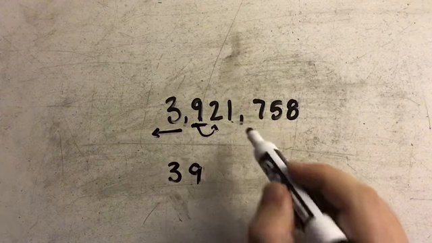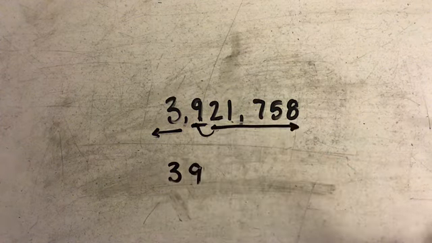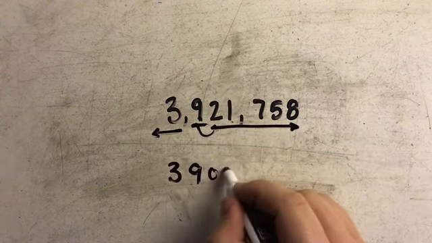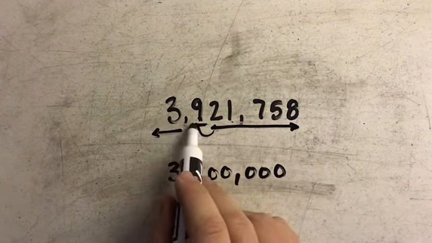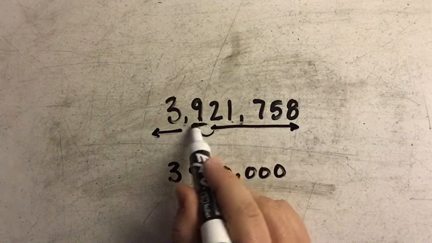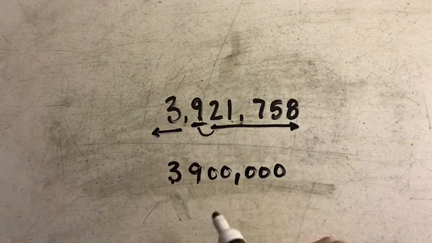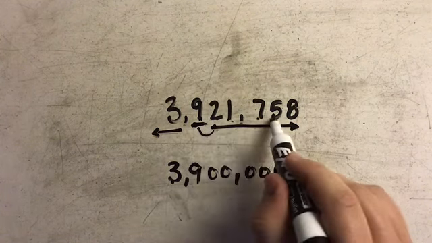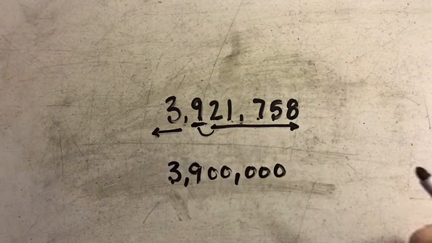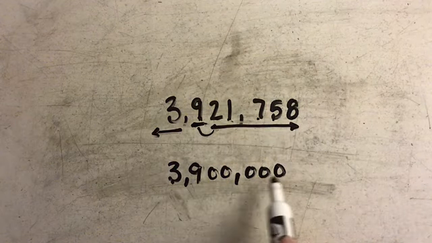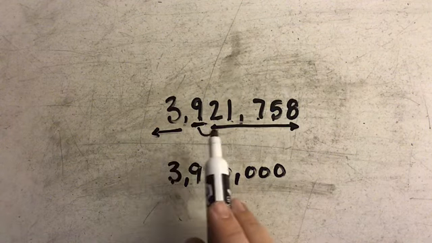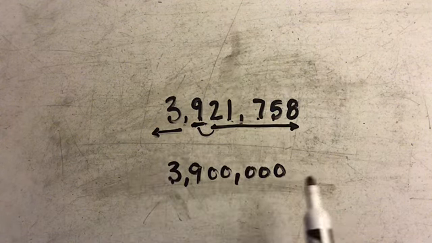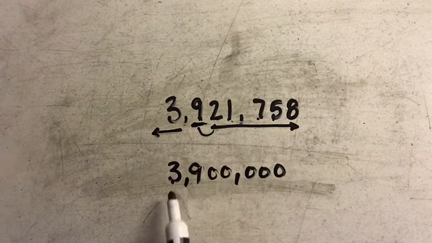Numbers behind, zeros their name. And again, I had one digit out in front of the place that I was rounding to, so that number stayed the same. And then I had 1, 2, 3, 4, 5 digits behind the place that I was rounding to, and each of those has changed to zeros. So 3,921,758 to the nearest 100,000 would be 3,900,000.